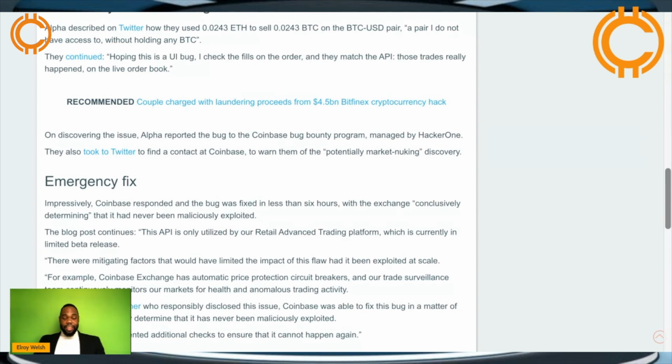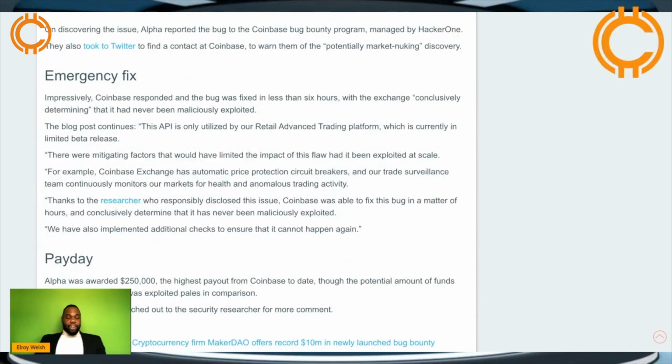I don't think everyone would have done the same thing as what he did, as in go and actually find someone at Coinbase to tell him. But obviously he's then made that $250,000 as a bounty. But I'm pretty sure he could have made a lot more if he was just finding this loophole and just kept using it and using it. Anyway, back to the article.